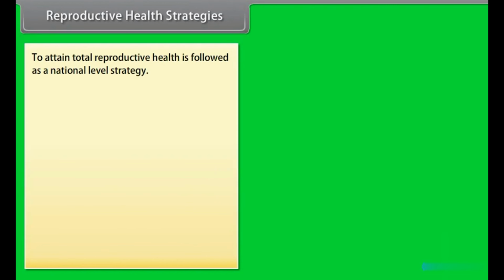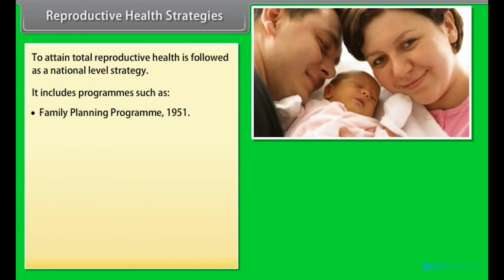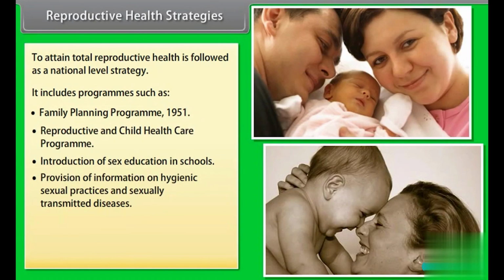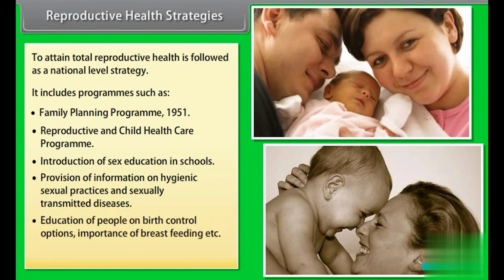Reproductive health strategies. To attain total reproductive health, the following national level strategies are followed. It includes programs such as Family Planning Program 1951, Reproductive and Child Health Care Program, Introduction of Sex Education in Schools, Provision of Information on Hygienic Sexual Practices and Sexually Transmitted Diseases, Education of People on Birth Control Options, Importance of Breastfeeding, etc. Statutory Ban on Amniocentesis.